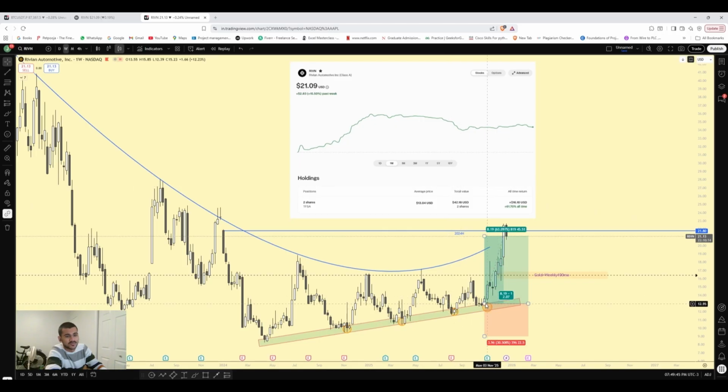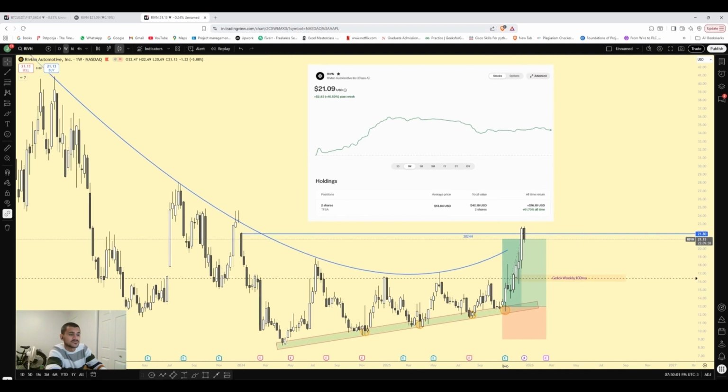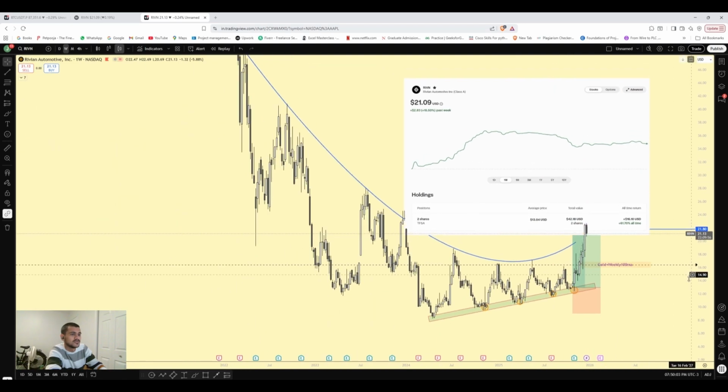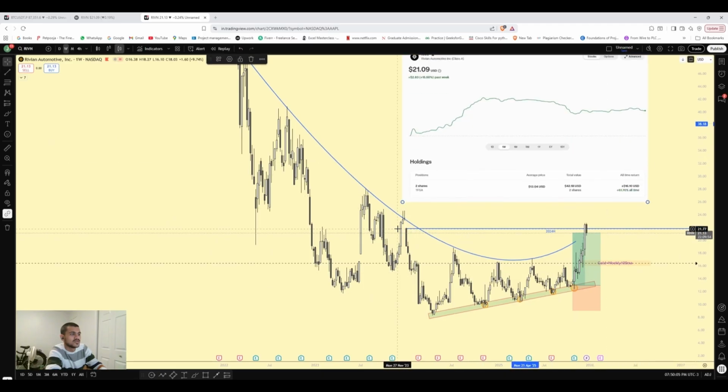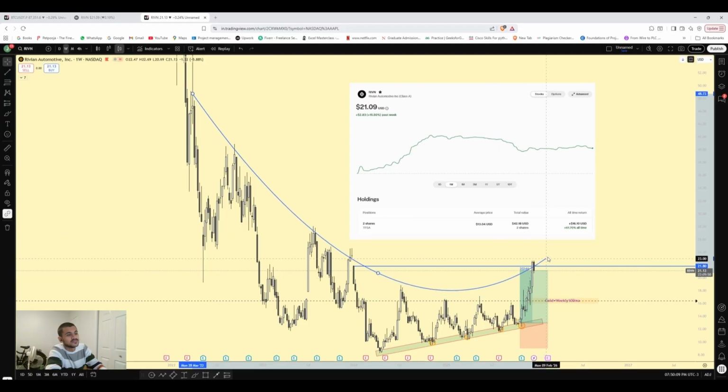I entered at the support near $13, and I booked most of it near the high, which would be around 74%. And now I'm 61% up, which would be somewhere here. So yeah, I practice what I preach, and I booked most of my profit here. The reason I did it, I will also show you that.